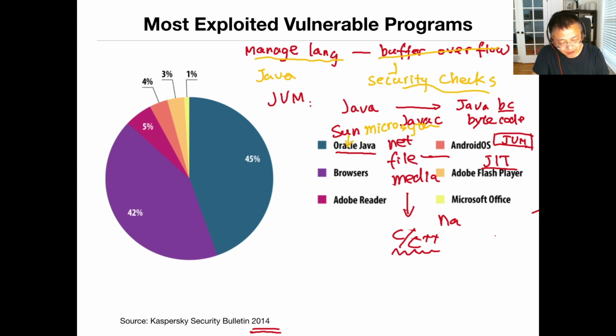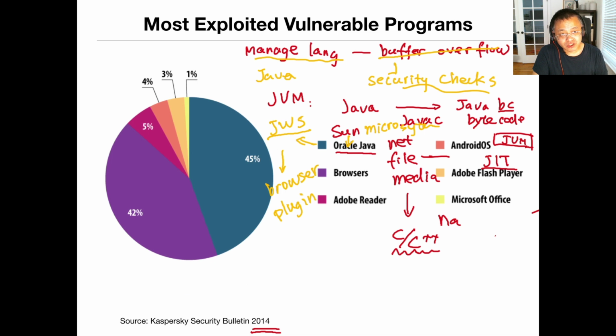So when you install Oracle Java, it's going to install something called Java Web Start. Java Web Start is a browser plugin. It means that it's a native binary, loaded by the browser.